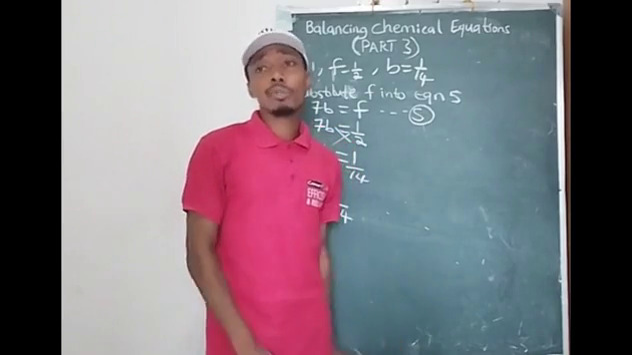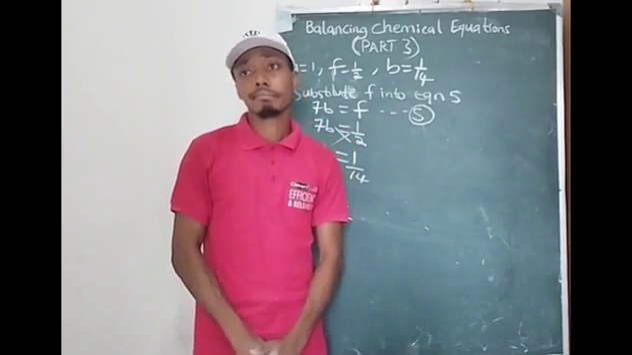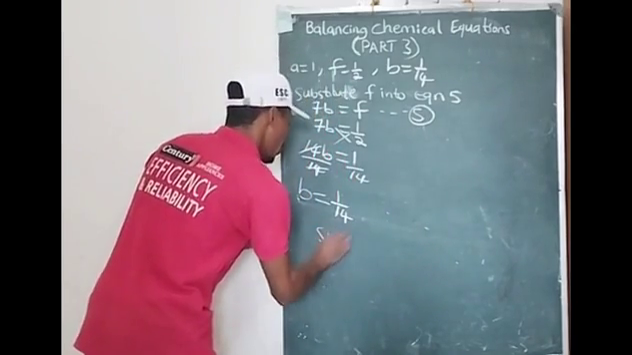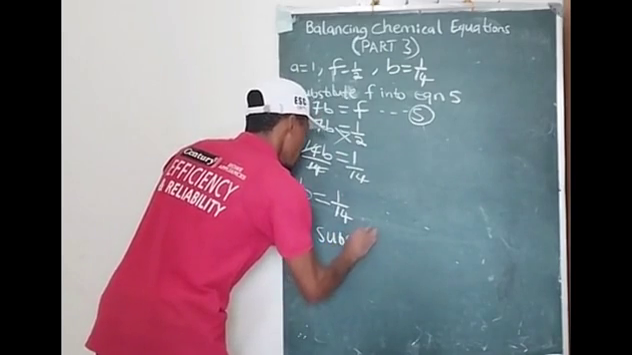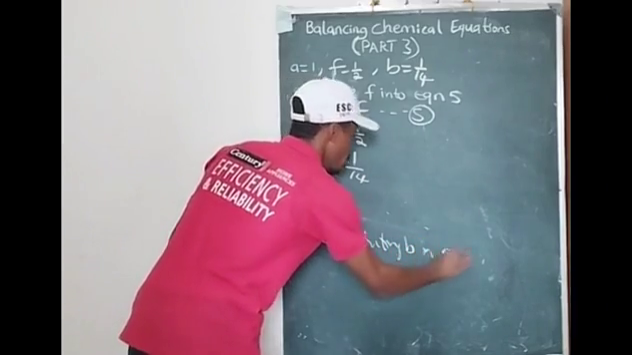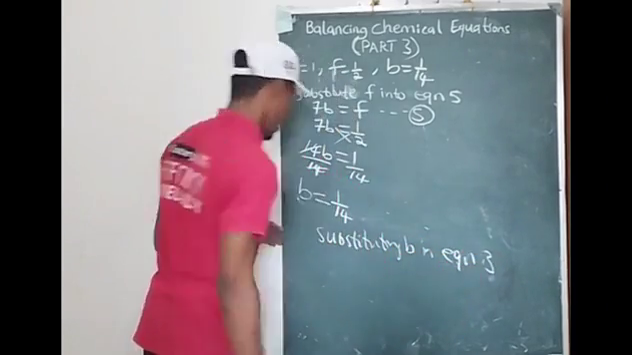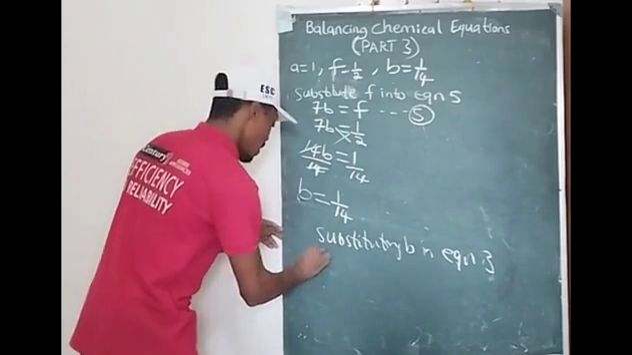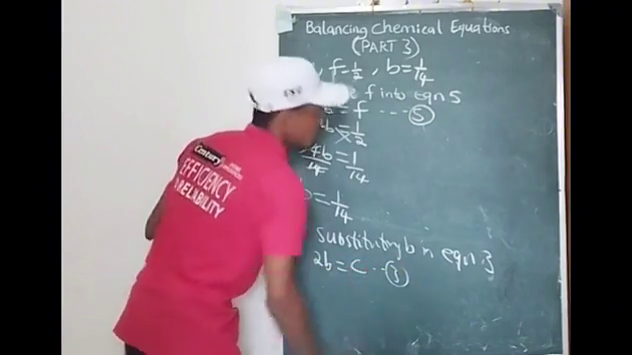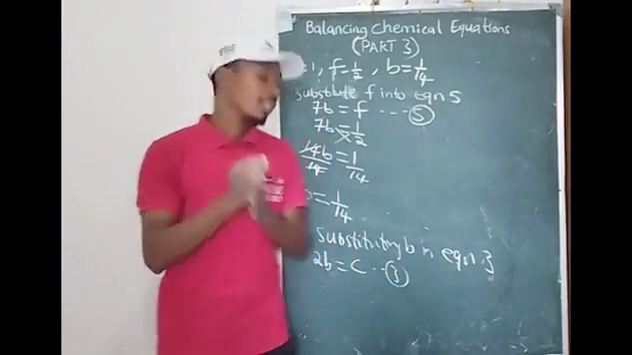So, using equation 4 or using equation 3. Okay, let's use equation 3. Substituting B into equation 3. Equation 3 said that 2B equals C. That's equation 3. 2B equals C.